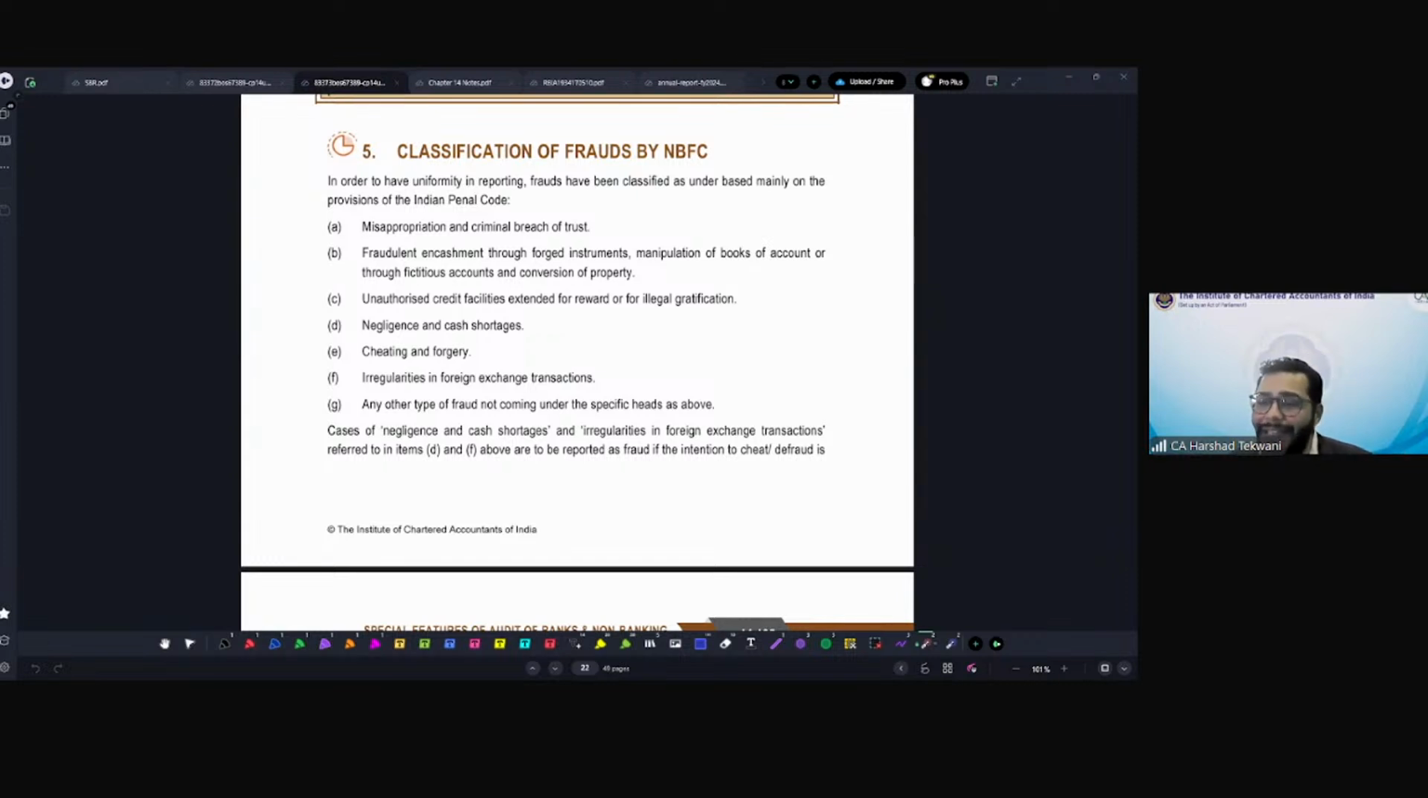Now, early warning signals include your SMA also, because sometimes early warning signals and SMA are linked together to identify red flags and early flags for fraud detection. And as an auditor, there is a reporting requirement. The auditor has to report the frauds, if any are identified, to the RBI also.